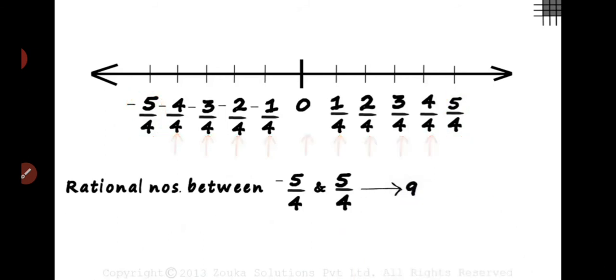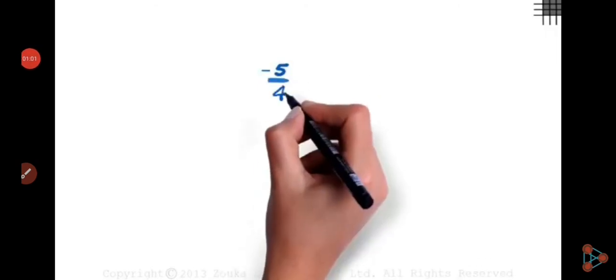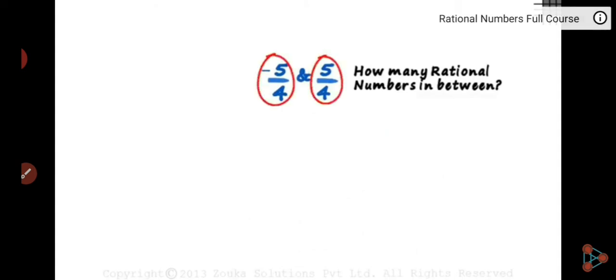Is that the correct answer? No, the correct answer is infinite. There are two rational numbers, minus 5 by 4 and 5 by 4. The question is, how many rational numbers exist between these two numbers?